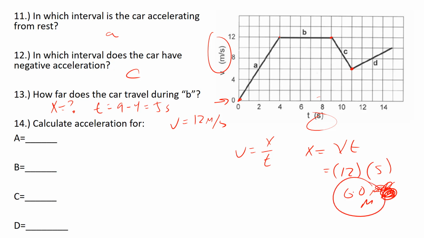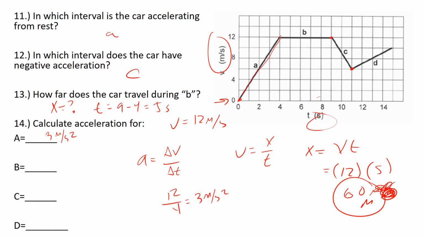Sorry, I was getting a phone call. 60 meters. Okay, so now if you're going to calculate acceleration for A, your acceleration is going to be the slope of these lines. So A equals, and if I'm going to do it mathematically, A equals change in V over change in T. So this first slope, you go 12 meters per second faster, and it takes you 4 seconds. So that will be 3 meters per second squared.